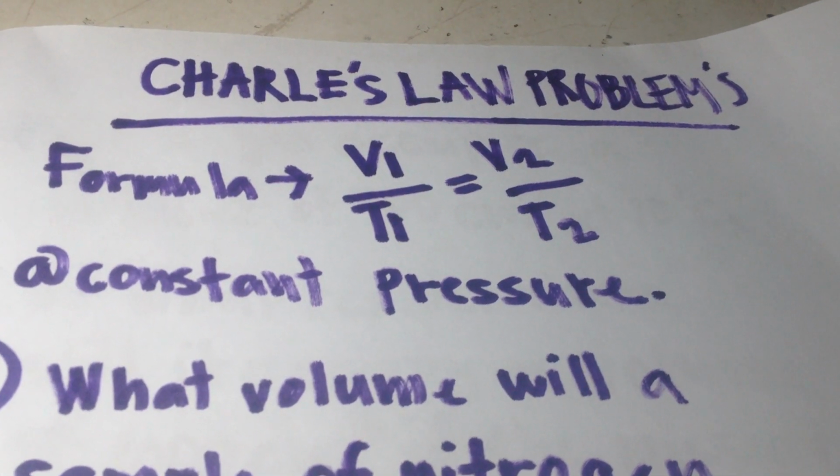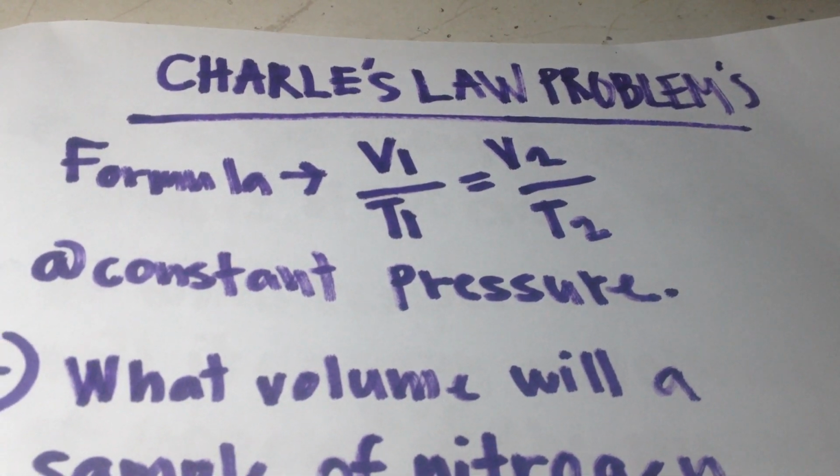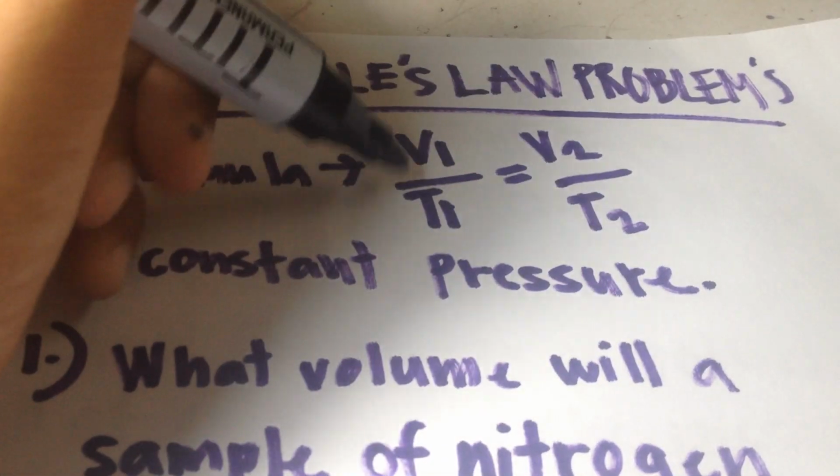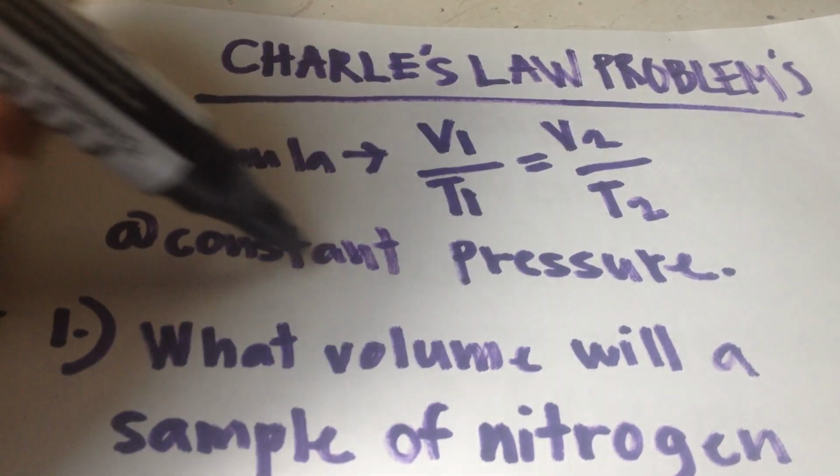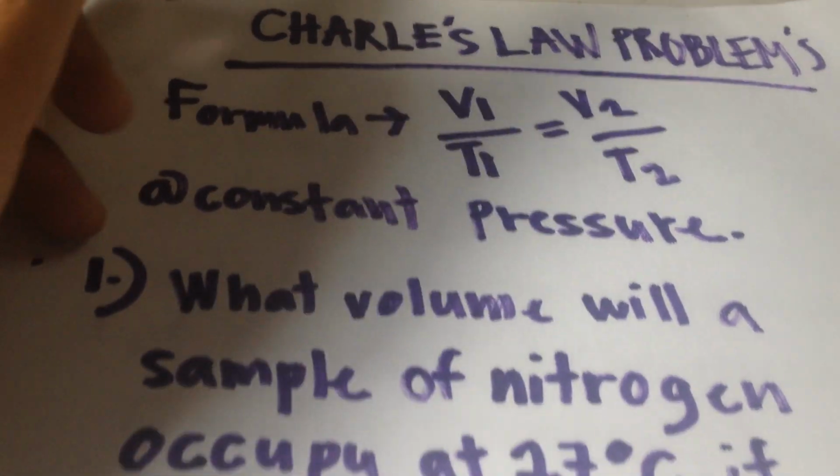In this video, we're going to solve Charles's law problems. So this is the formula: V1 over T1 equals V2 over T2, at a constant pressure. So let's solve number 1.